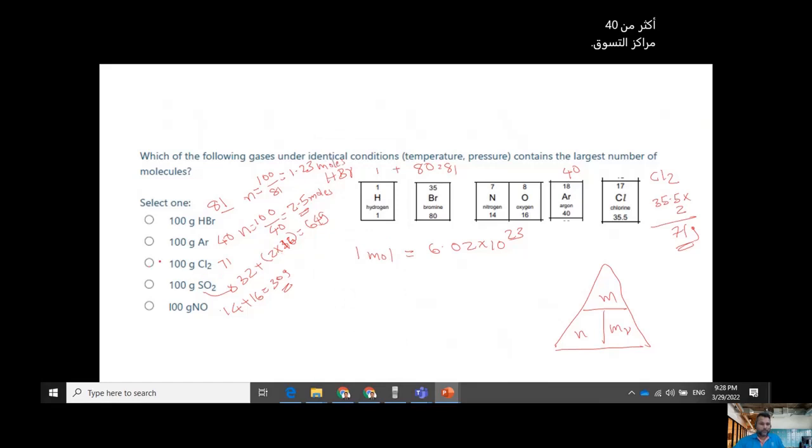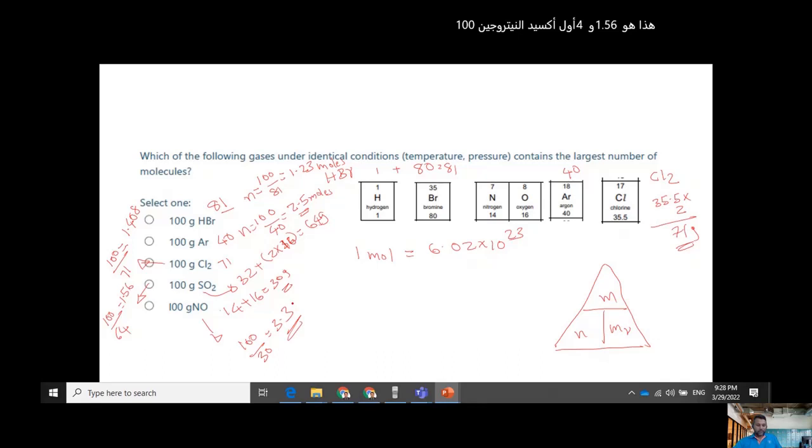And for chlorine, let's do 100 over 71, that's 1.408. And SO2, that's 100 over 64, that's 1.56. And for nitrogen monoxide, 100 over 30, that is 3.3.